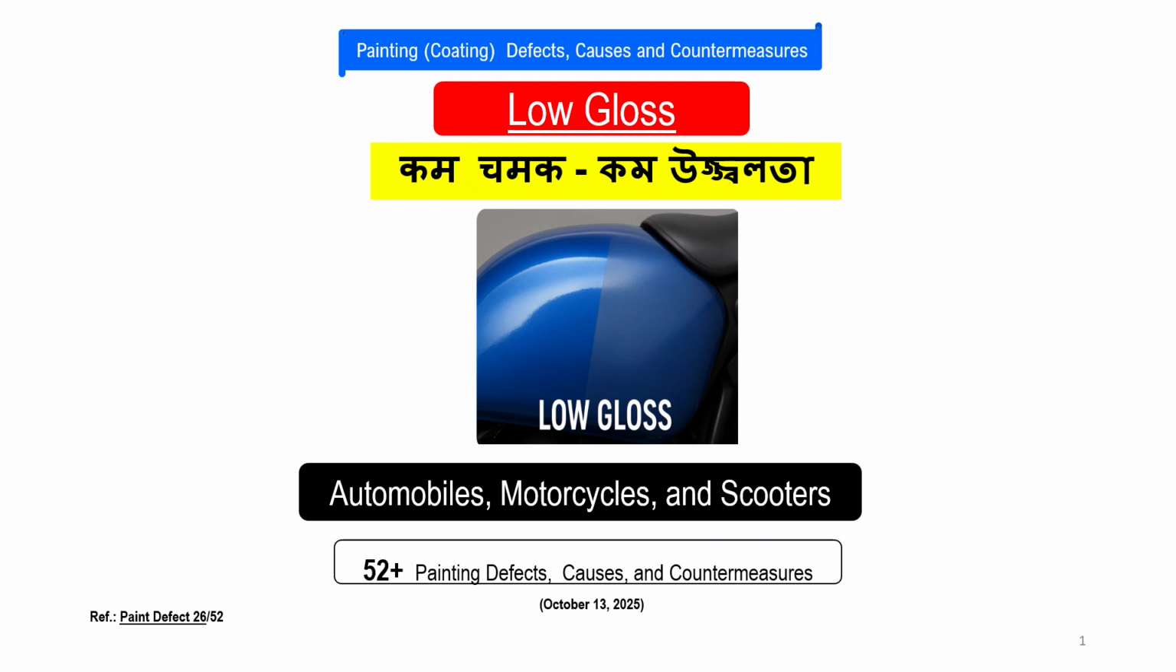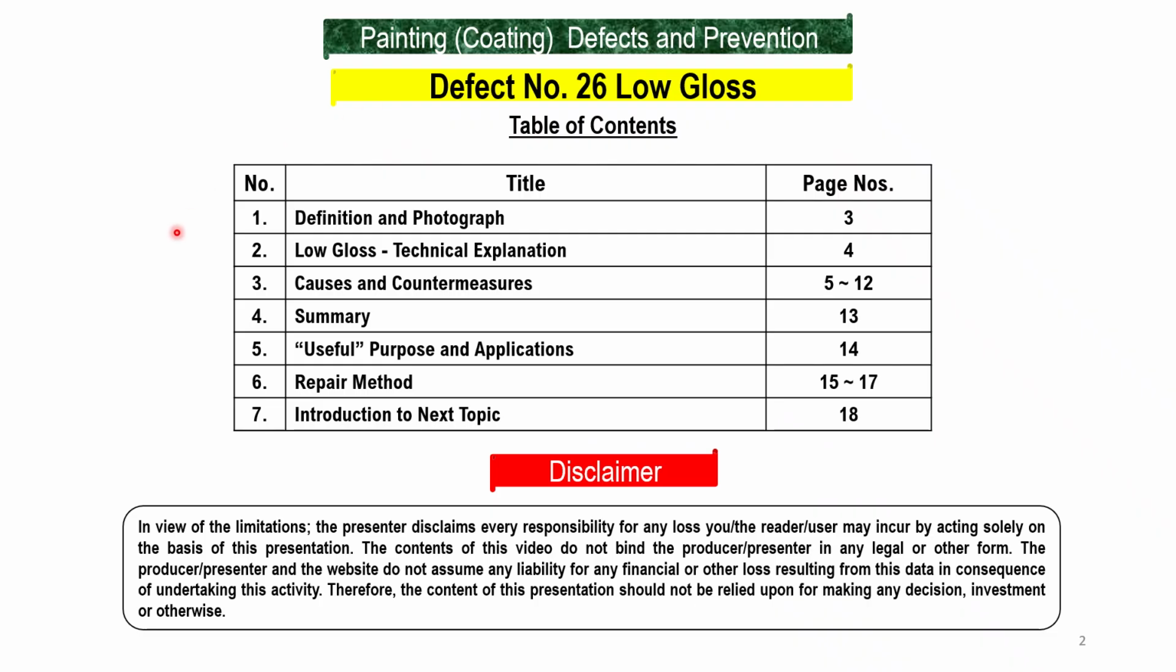Today our subject of discussion is another painting defect in automobiles, motorcycles, and scooters, and that is low gloss. We shall be talking about the definition of low gloss and its photograph, low gloss technical explanation, causes and countermeasures, summary. Another aspect of low gloss is its useful purpose and application, repair method, and finally, introduction to the next topic.